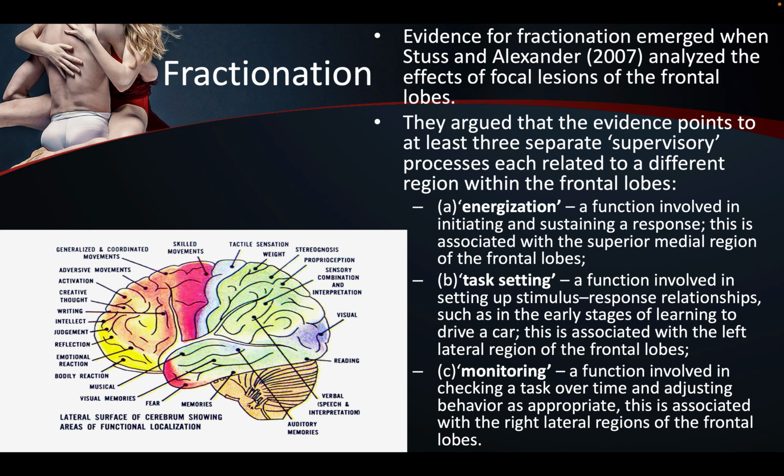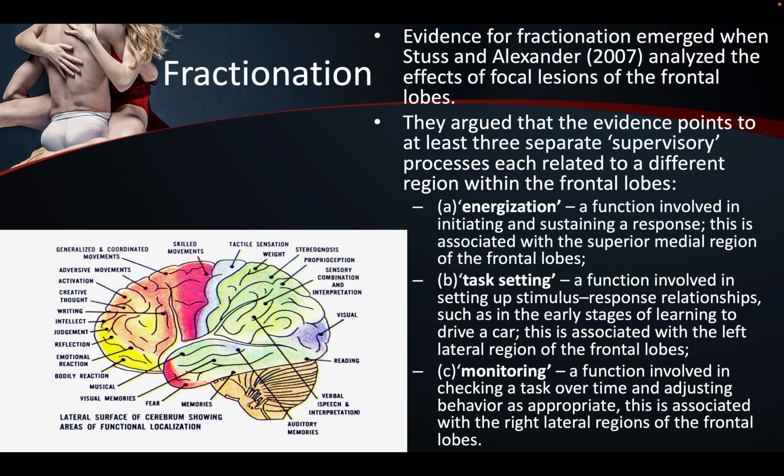They argue that the evidence points to at least 3 separate supervisory processes, each related to a different region within the frontal lobes. Energization, a function involved in initiating and sustaining a response. This is associated with the superior medial region of the frontal lobes. Task setting, a function involved in setting up stimulus-response relationships, such as in the early stages of learning to drive a car. This is associated with the left lateral region of the frontal lobes.